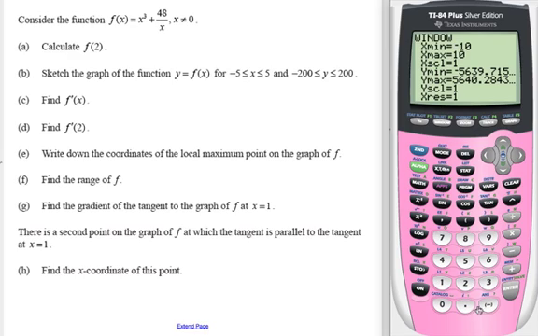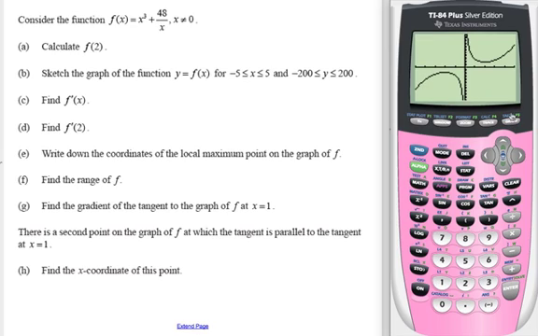So we want the minimum to go from negative 5 up to 5. And then the y values from negative 200 up to 200. I just changed the y scale to 10 so it looks a bit nicer, and let's have a look. Alright, so it looks a bit like that, and we need to show that sketch.